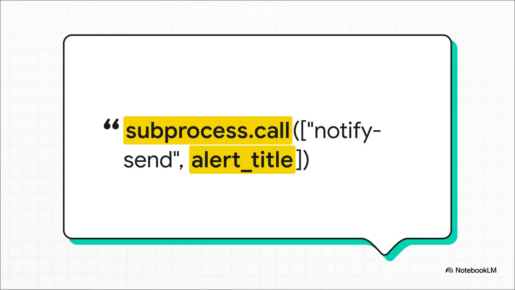Not good. And look at this. This little snippet of code is a perfect example of the danger. It's supposed to just pop up a desktop notification. Simple, right? But see that variable, alert title? If an attacker can control what goes into that variable, say by crafting a malicious input, they could potentially inject all sorts of nasty commands, turning a harmless alert into a full-blown server compromise.